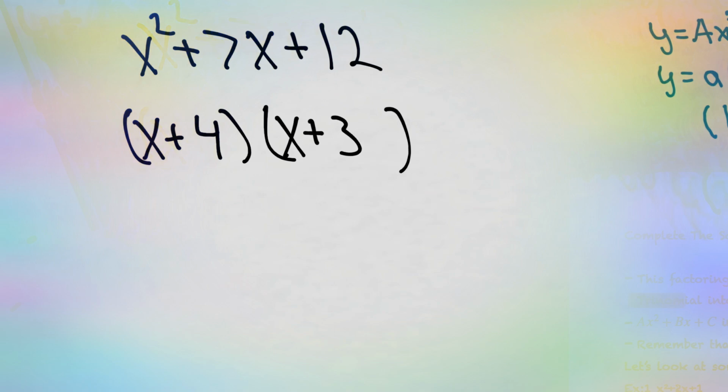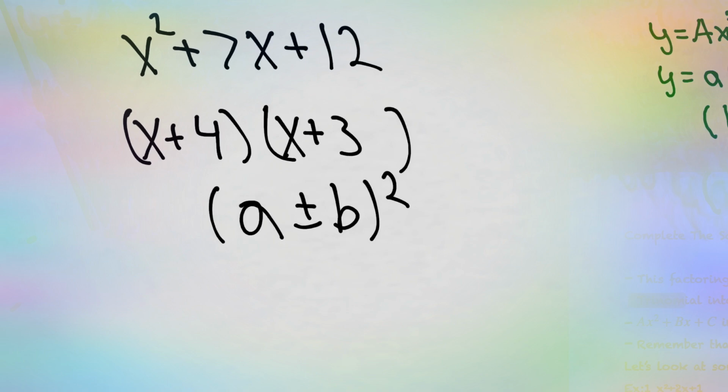But notice this isn't a perfect square trinomial. It is a trinomial that can be put in factored form. But since it's not a perfect square trinomial, we couldn't write it as a plus or minus b squared. We can only do that with a perfect square trinomial.